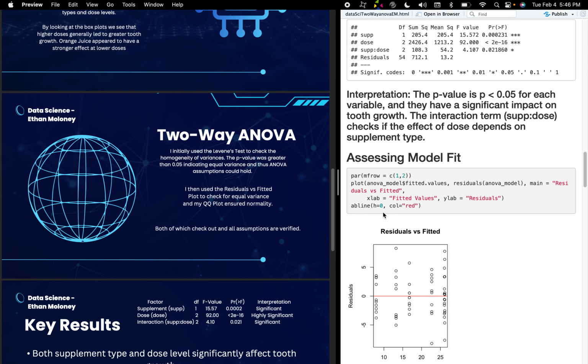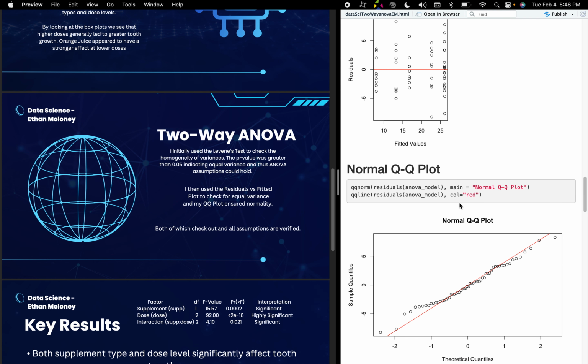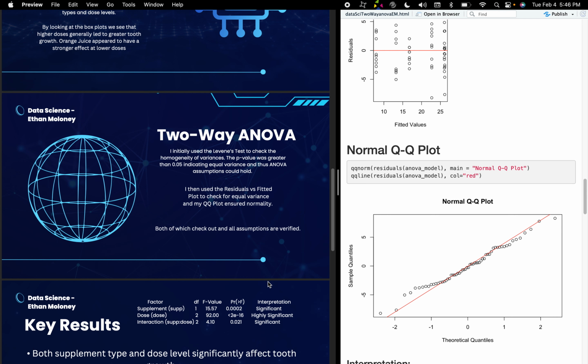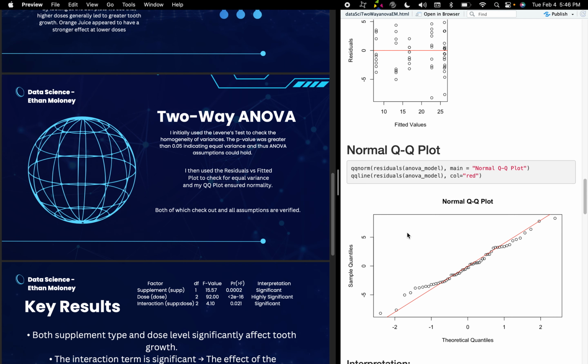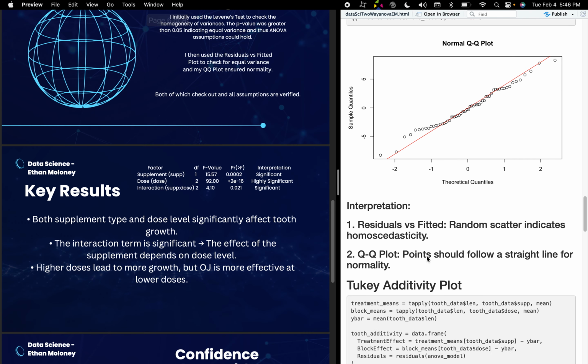Let's have a look at my residuals versus fitted. We see a nice scatter, and then my normal QQ plot shows a very linear trend. Both of which check out, and all the assumptions were ultimately verified. So these were my key results.